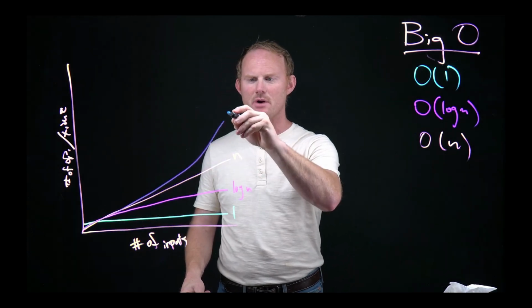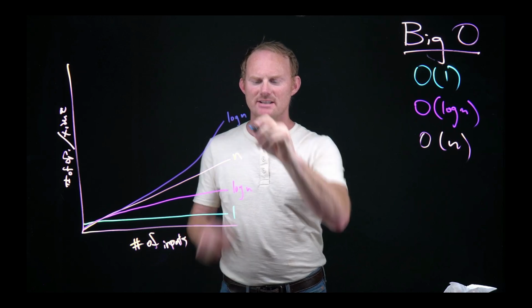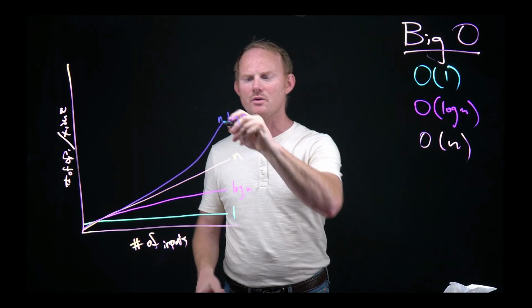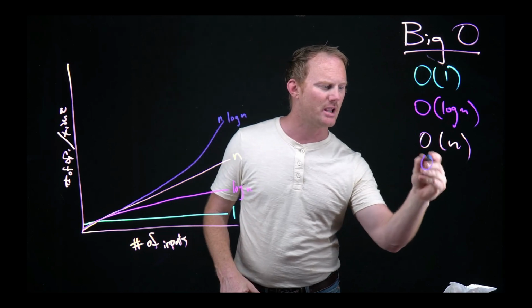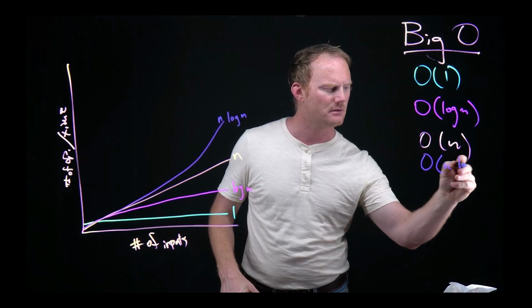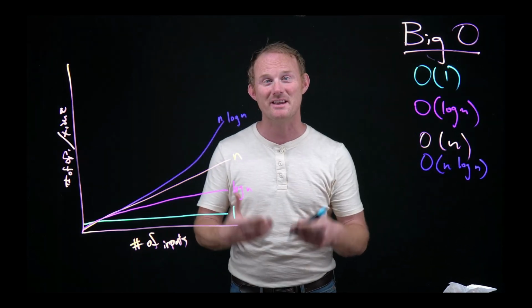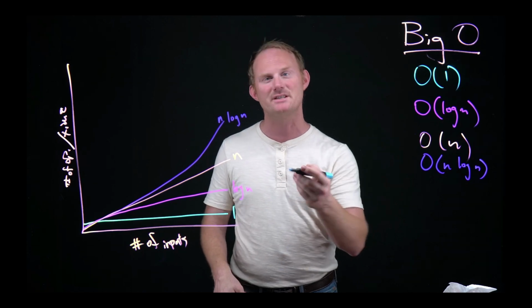The next one is n log n, and I'm not going to be able to do it justice here because the curve is probably too severe, but it's the same as log n down here, but we are multiplying n times it. So again, a big O of n log n. This is going to be the king for the best sorting algorithms. Typically, that's what they are.